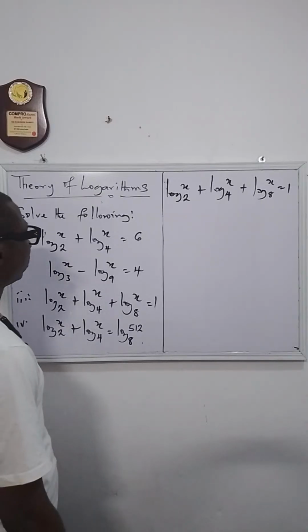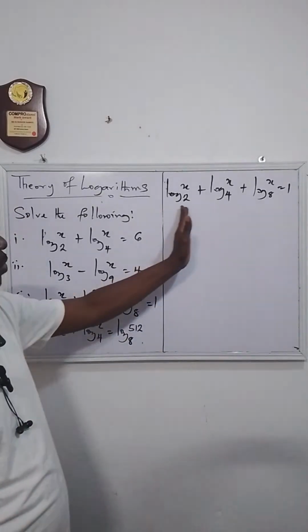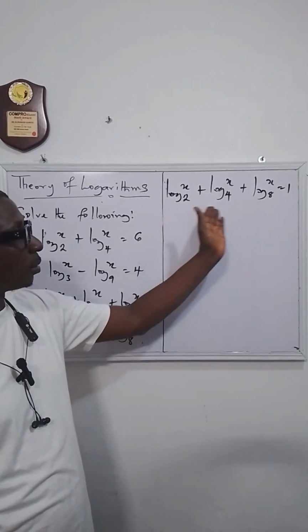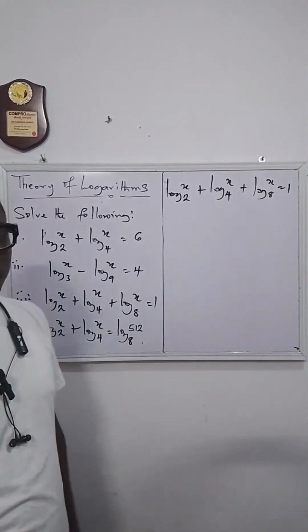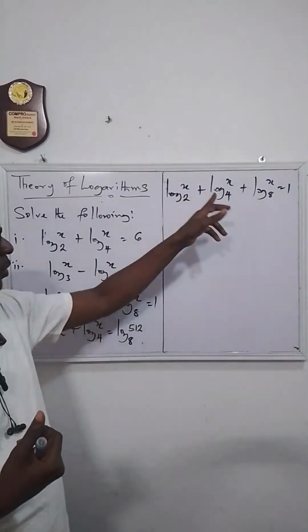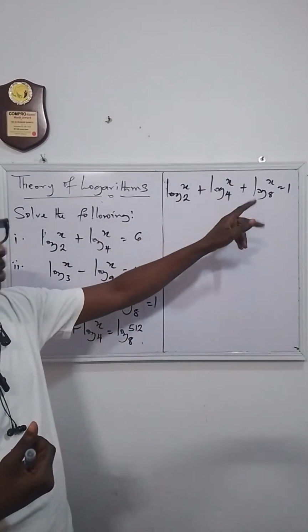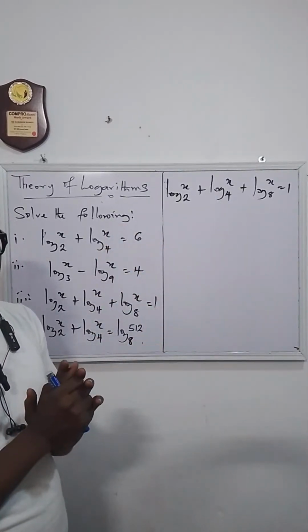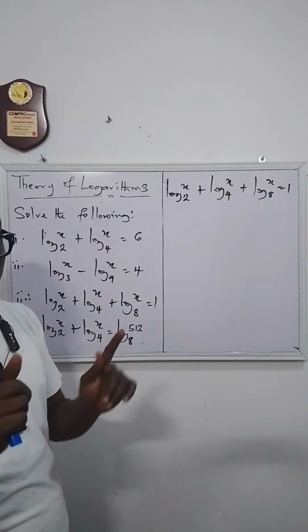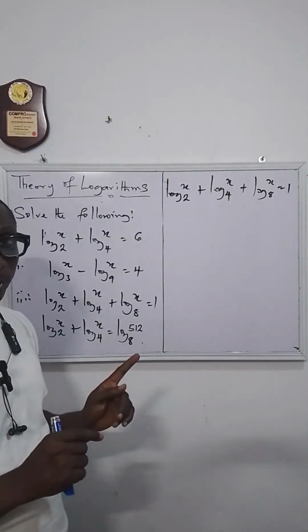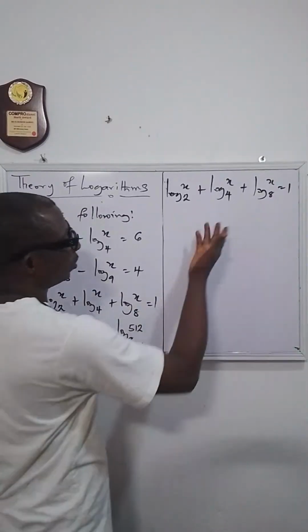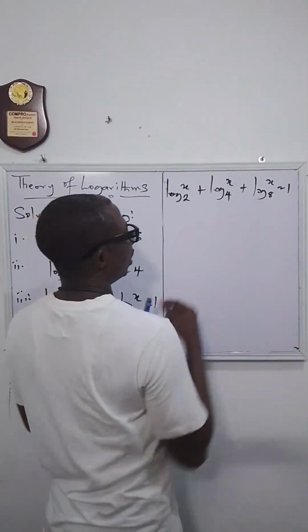Okay, so what to do here, you can see that they don't have the same base. None of them have the same base. So we have to find a way of changing them to a single base. So then we can add together. And don't forget, once we are adding, we are applying the law of logarithms. So that means we are multiplying the numbers. Okay, so now let's quickly adjust this. So we adjust the base.